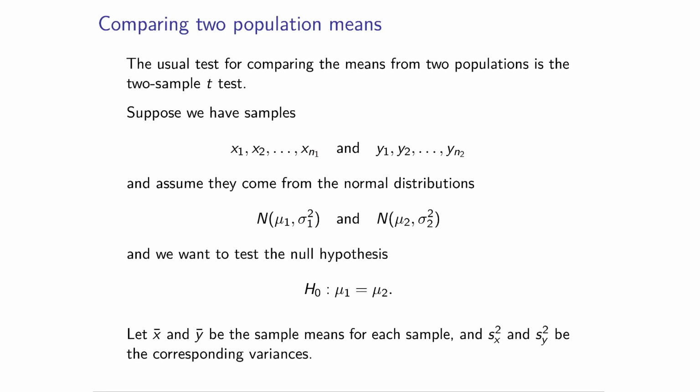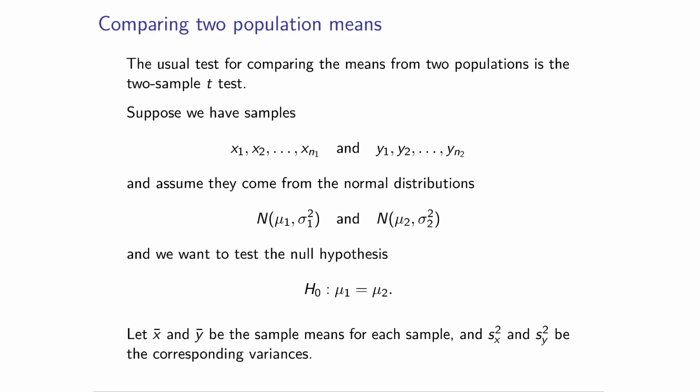The usual test for comparing the means from two populations is the two-sample t-test. This comes about exactly as it did for the one-sample problem, only in that case we were comparing the results of the sample with one fixed value for the mean. In this case, we want to compare the means from two samples.